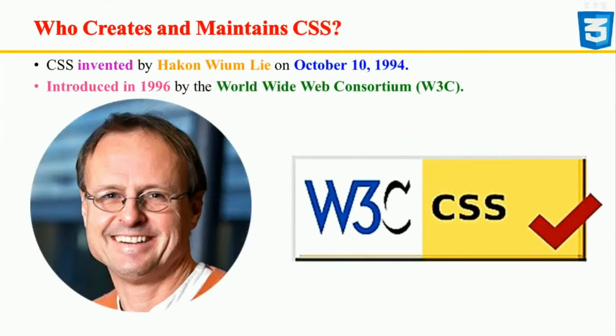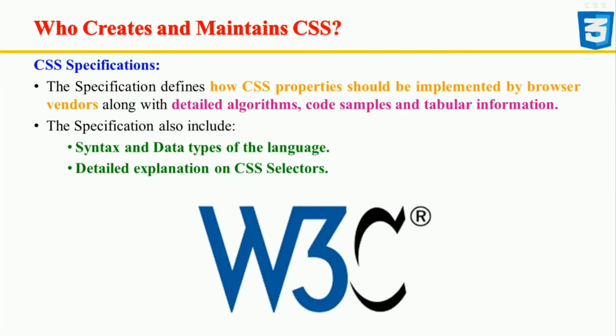CSS was invented by Håkon W. Lie on October 10, 1994. Like HTML, CSS is standardized by W3 Consortium, and it is maintained by a group of people within W3 Consortium called CSS Working Group. The CSS Working Group creates documents called specifications. When a specification has been discussed and officially ratified by W3 Consortium members, it becomes a recommendation. These ratified specifications are called recommendations because W3 Consortium has no control over the actual implementation of the language.